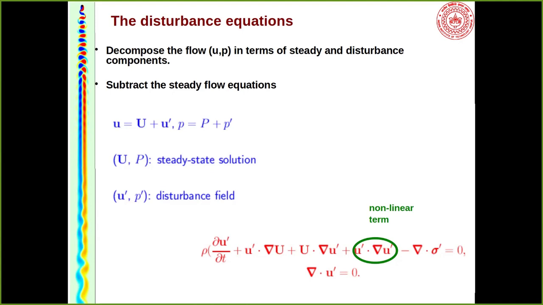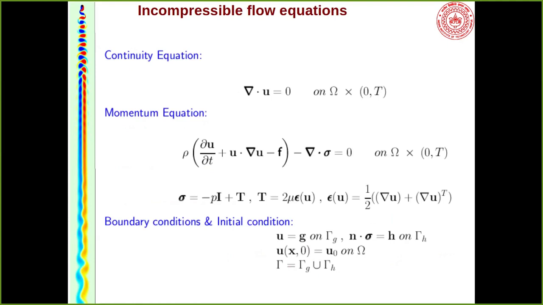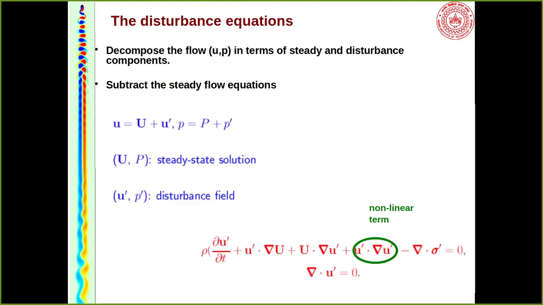But the nonlinear term, this guy, will give you four terms, because this will be capital U plus U prime, and this is capital U plus U prime, and when you expand it, there will be four terms. One of them will be capital U dot gradient of capital U, that's the steady state one, and the others will involve U prime. So that's what is written here.